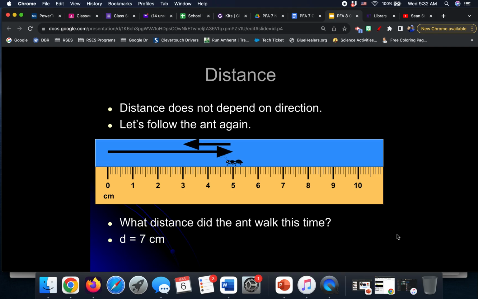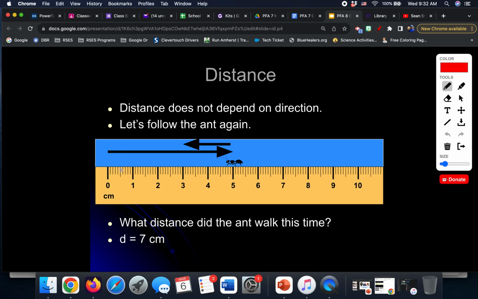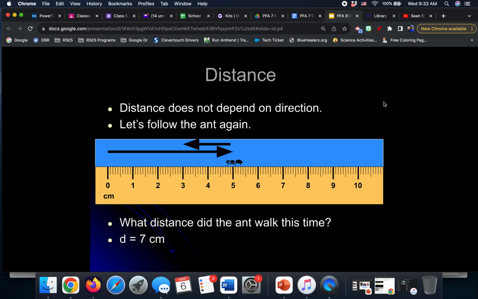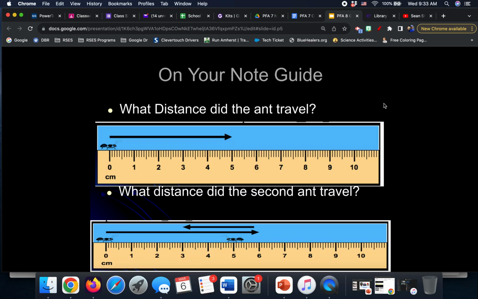In this picture, it's a little more confusing, but it's not really if you pay attention. At first, he walked 5 centimeters to the right, and then he walked 2 to the left. From 5 to 3 would be 2. So the total distance he walked was 7 because he walked 5 centimeters first, 2 centimeters the next time. Again, it doesn't matter right or left with distance. His total distance traveled was 7 centimeters, 5 to the right, 2 to the left. Just add the two numbers and you get his distance.